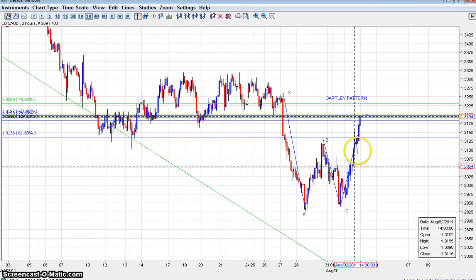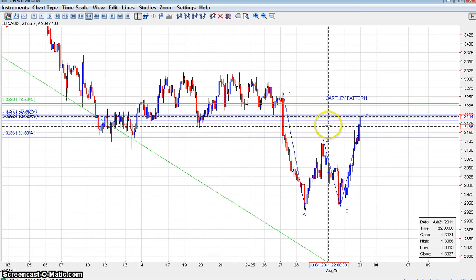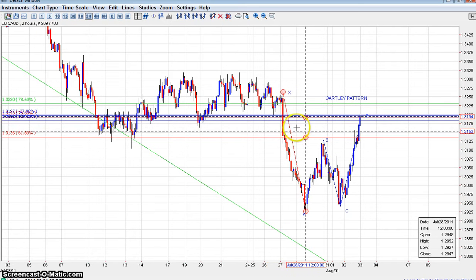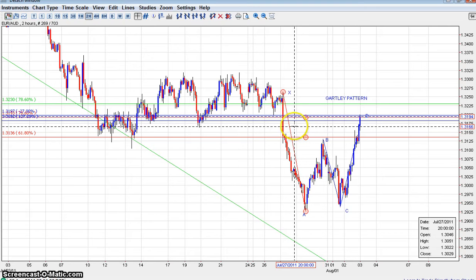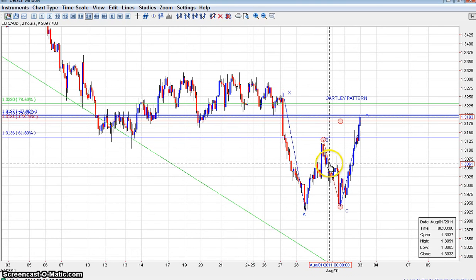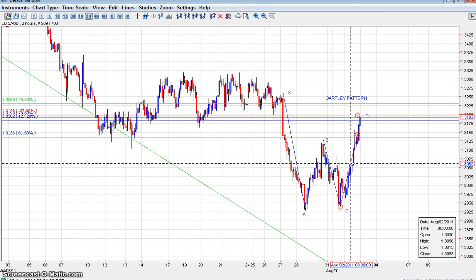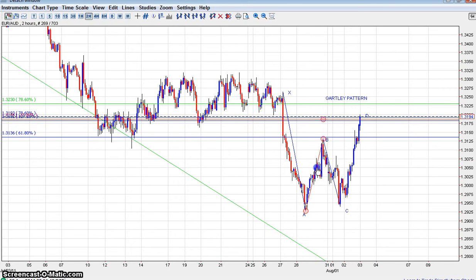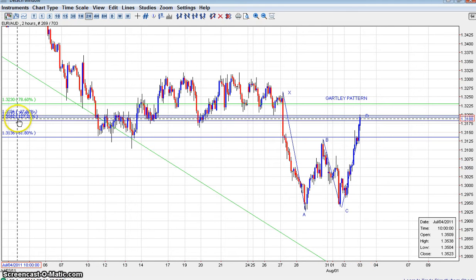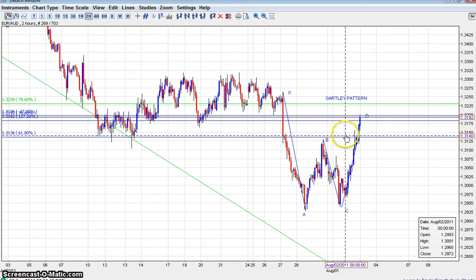It's X, A, B, C, D, and you've got 3 levels, which is the resistance zone where D should end. In the middle of that is the 78.6 retracement of the XA leg. The lower boundary is the 127% extension of the BC leg. Then you've got the 127 extension of the AB leg, which has now been projected from the C point right there. So you've got that zone between 13182 and 13196 is where point D should ideally end.